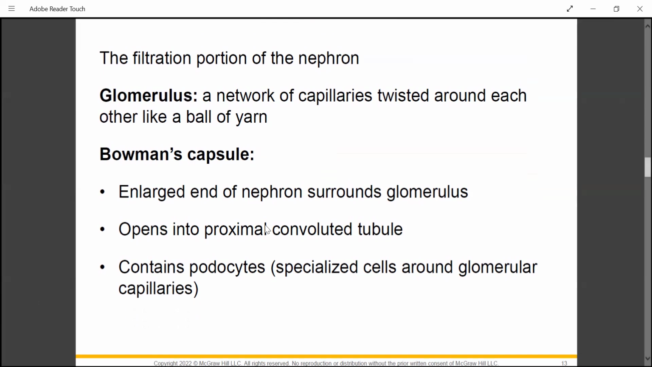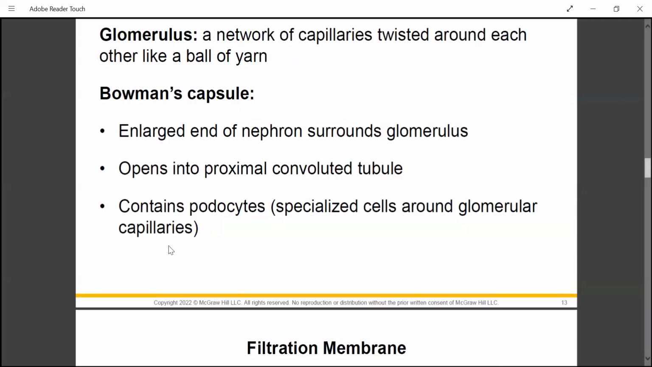So our Bowman's capsule is capturing some of the fluid being pushed out under the high pressure in our capillary network of the glomerulus. And so then the Bowman's capsule will collect that fluid and filter it into the proximal convoluted tubule. Our Bowman's capsule contains these structures known as podocytes. And so these are specialized cells that are around our glomerular capillaries that help to catch or funnel that fluid.